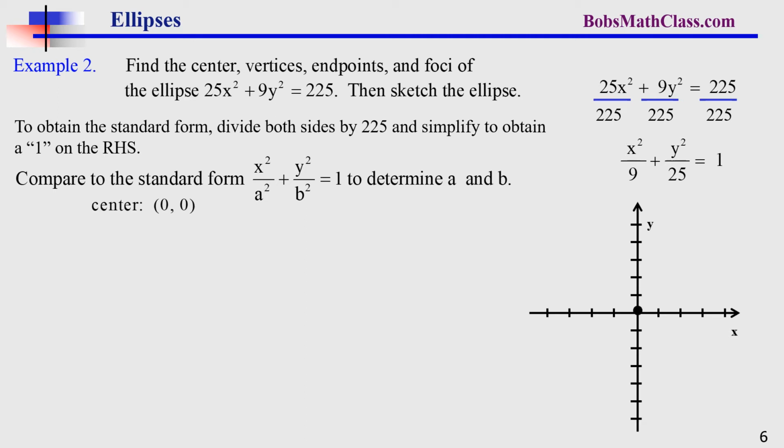Center 0, 0. And our a is 3 and b is 5. Which way do we go for a? Right, a is left and right, and b is up and down. So 3 left, 3 right, 5 up, 5 down.